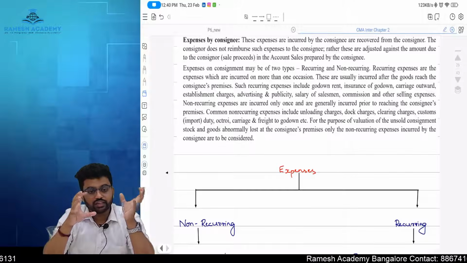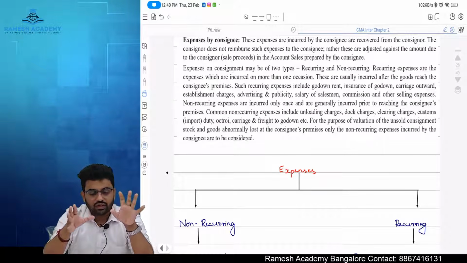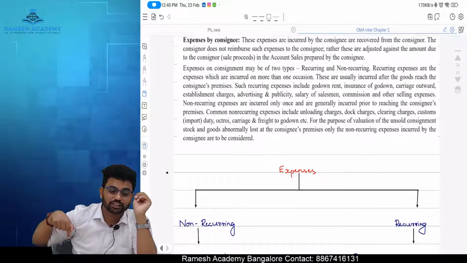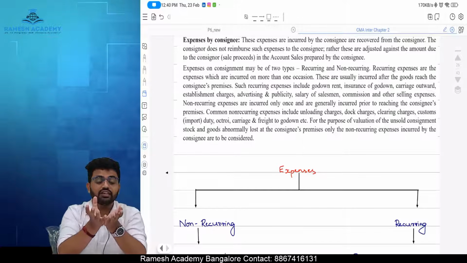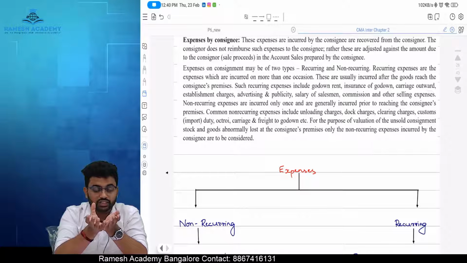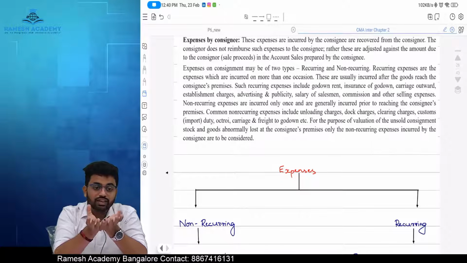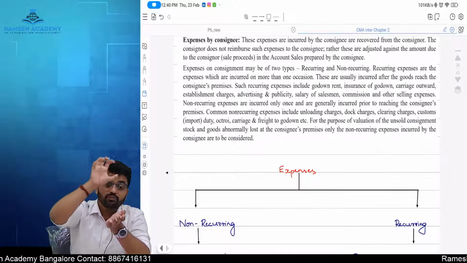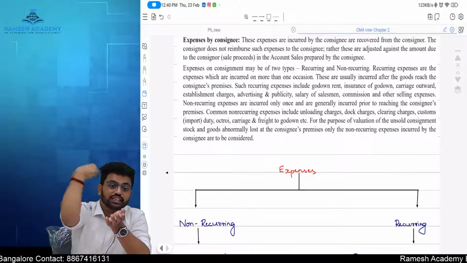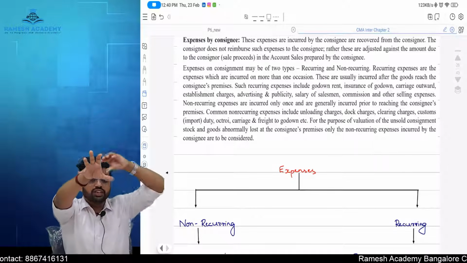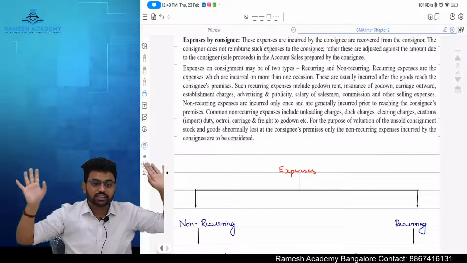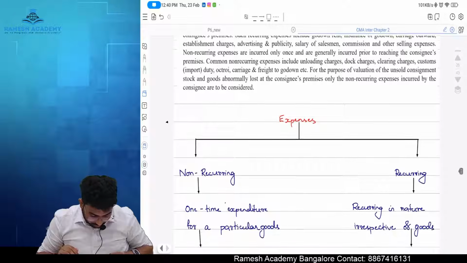For example, for inventory which is lost in transit, only the consignor's expenses will come, not the consignee's expense, because the consignee will incur an expense only when he receives the goods. Here what is happening? Before the goods come to the hand of the consignee itself, they are getting spoiled, which means for those goods the only expenses spent are by the consignor, not the consignee. Okay sir, fine.